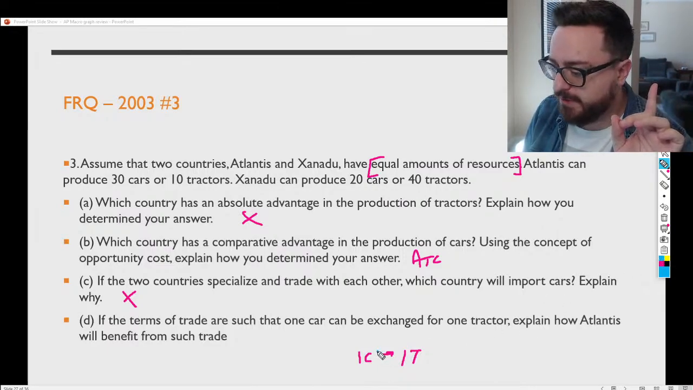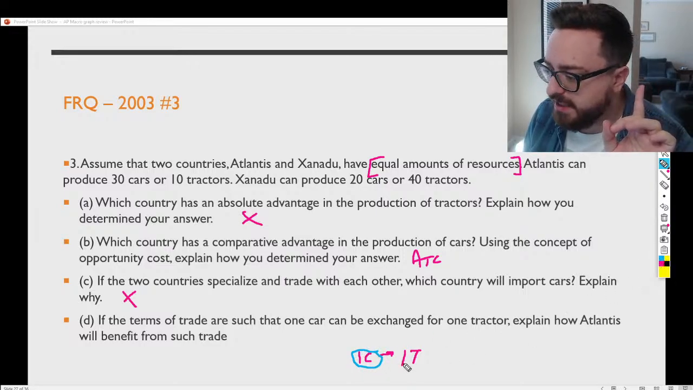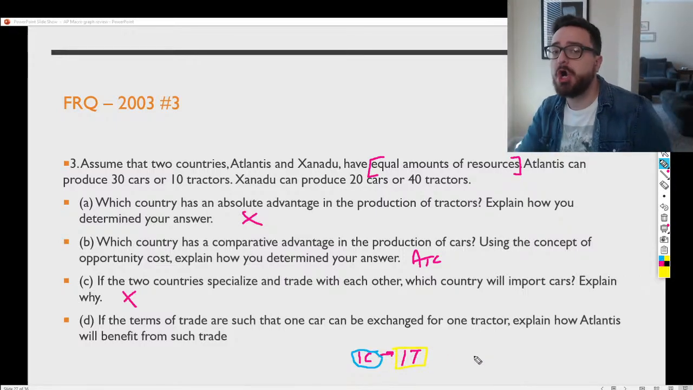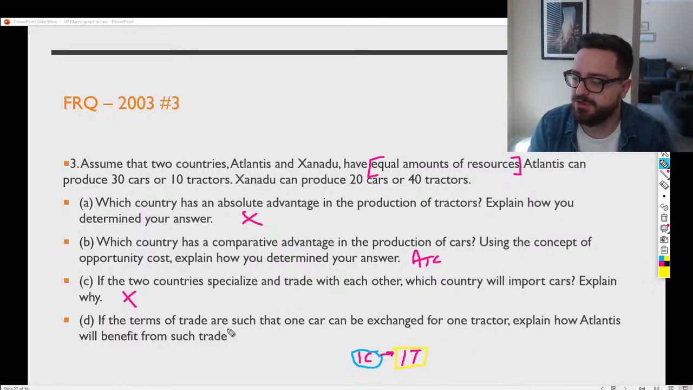I'm going to be using blue for Atlantis. So that's 1 car from Atlantis. I'll use yellow for Xanadu. Xanadu's trading tractors. So it's 1 car from Atlantis for 1 tractor from Xanadu. I know that because of specialization. It says they're doing terms of trade, so they're specializing.